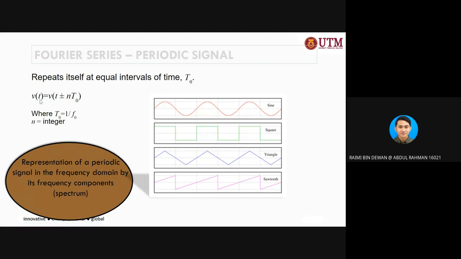So you see V(t) equals V(t plus or minus n T naught). nT means how many complete cycles it is, where T naught is actually 1 over f naught. The complete period is 1 over the frequency, and n is your integer. It can be T, 2T, 3T, but it's always repeated. You will have the same pattern. So it can be a sine signal, square shape, triangle, or sawtooth.